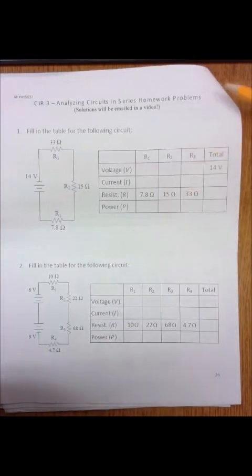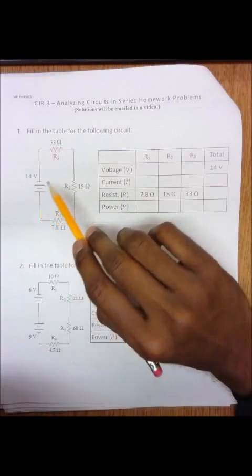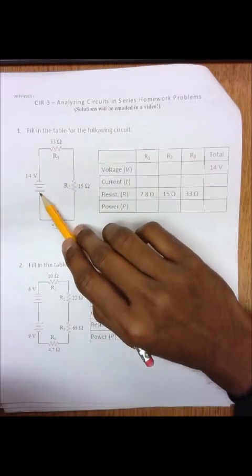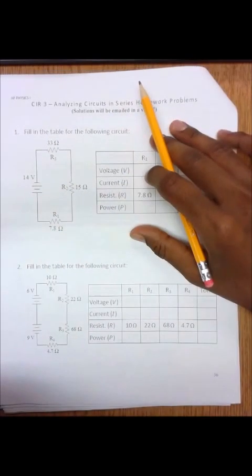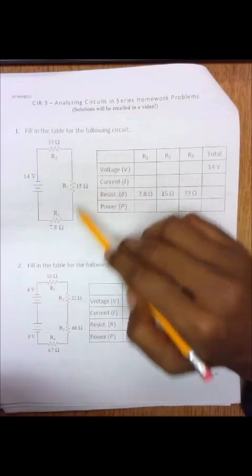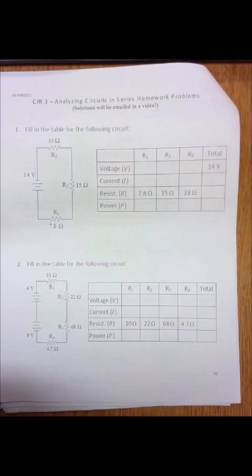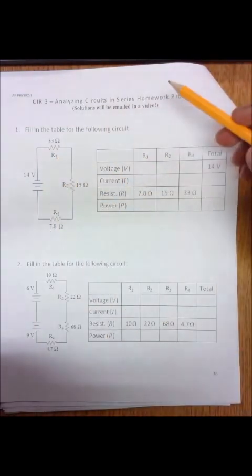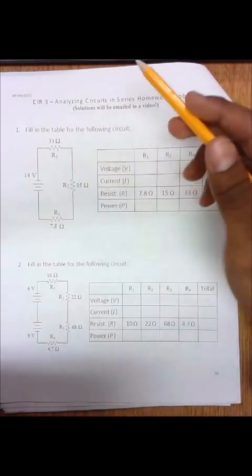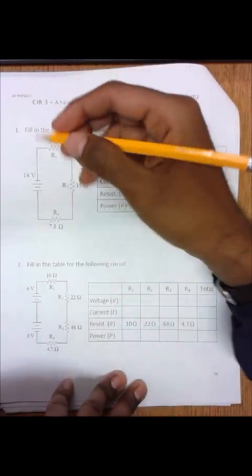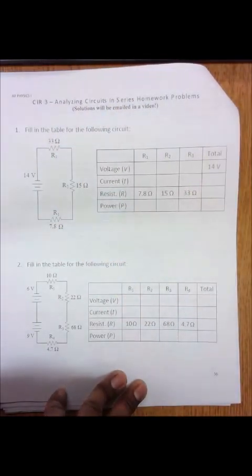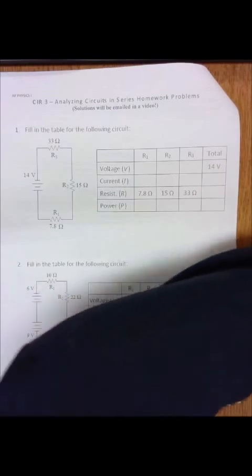Now, for problem number 1, we have a battery that's supplying 14 volts of electrical potential through a circuit with 3 different resistors. The first thing I say is, okay, I'm looking at this circuit, and I notice that the 3 resistors are in series. And so the first thing I want to do is find the total resistance. Let's put these on a sticky note.